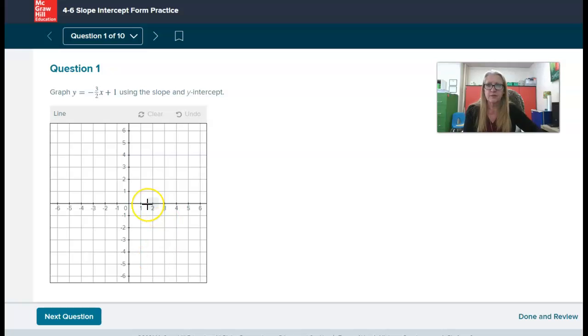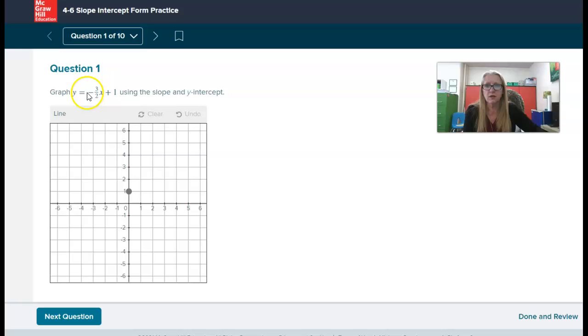All right, the first questions ask you to graph a line using the slope and the y-intercept. If you remember way back last week when we were doing this, the y-intercept is your starting point. Here, the y-intercept is positive 1. So you're going to use this little graphing tool, and you want it to be an x. That'll put a dot at the y-intercept. See how it put a dot there?